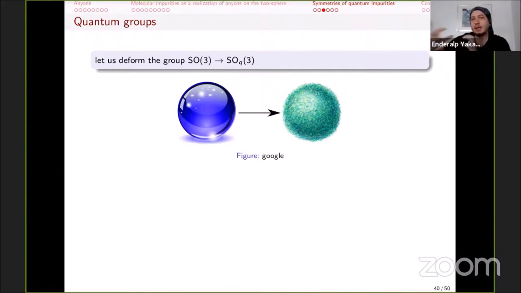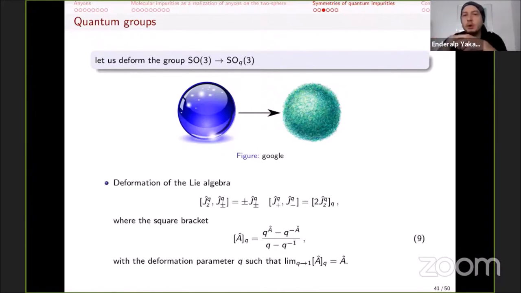So now the idea is the following: let us deform SO(3). This is the so-called q-deformation. And this is the algebra. Here it looks very similar to the regular algebra, but there's a square bracket notation. And this square bracket notation shows that the expression is given by this formula. Here q is your deformation parameter. When q goes to one, then you will obtain the regular algebra. And basically q controls your deformation.